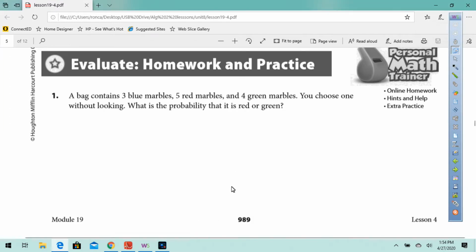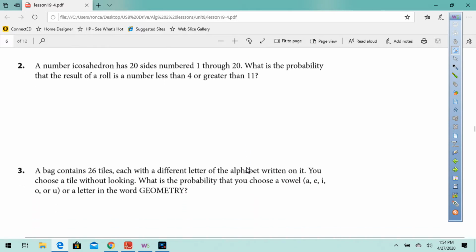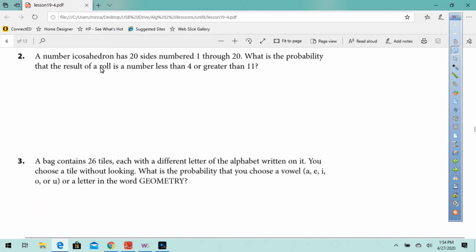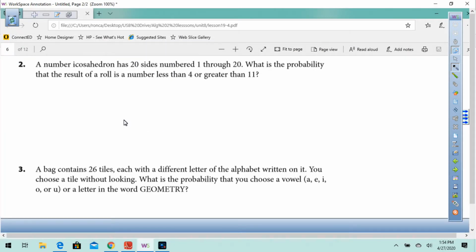Number 2, a numbered ISO, whatever, has 20 sides numbered 1 through 20. What is the probability that the result of a roll is a number less than 4 or greater than 11?